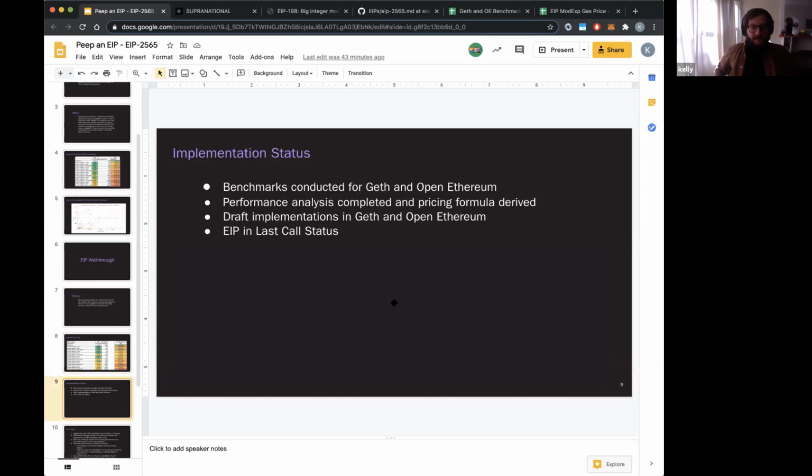So what's the status of this EIP? Benchmarks have been conducted for both Geth and Open Ethereum. We did a performance analysis to figure out what the right new pricing formula was that balanced the cost reduction that we wanted to see with the denial of service prevention that we needed to have. We have draft implementations in Geth and Open Ethereum. And we also have the EIP in last call status, which should be moving to final in the next week or so.